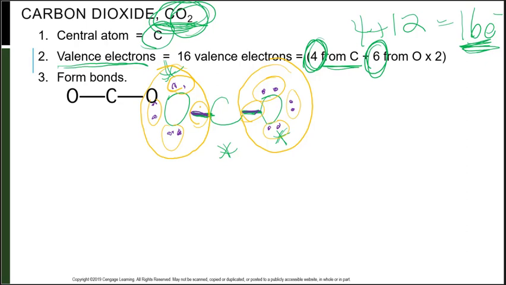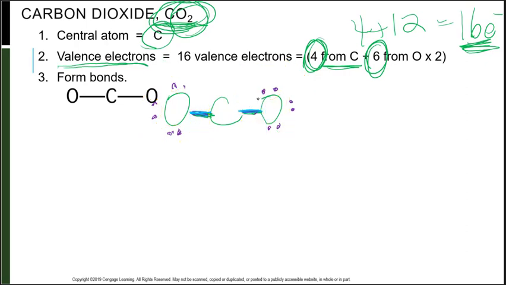Okay. Let's look at my carbon. My carbon only has 2, 4 electrons. It does not have an octet. It wants 8. So we need to share some electrons from those oxygens. Right now, carbon only has 4. It needs 8. So let's take 2 from this one oxygen and share it. So that carbon and oxygen will share those 2 electrons.